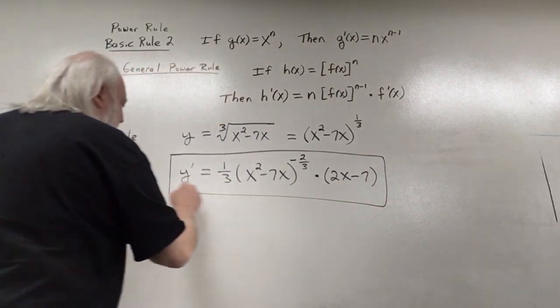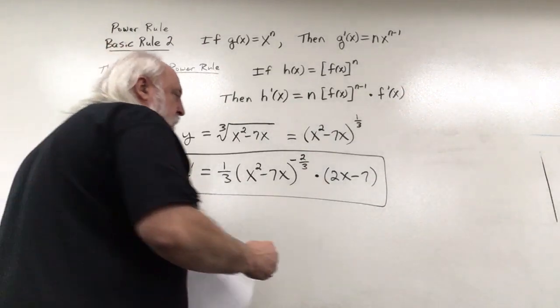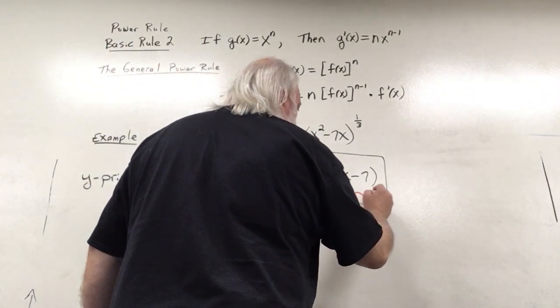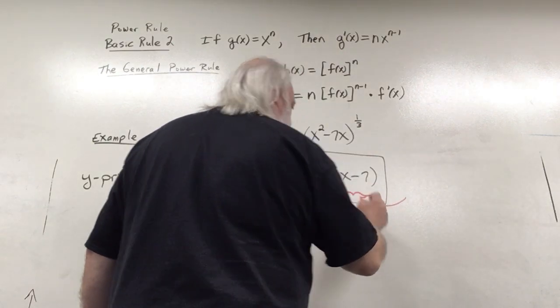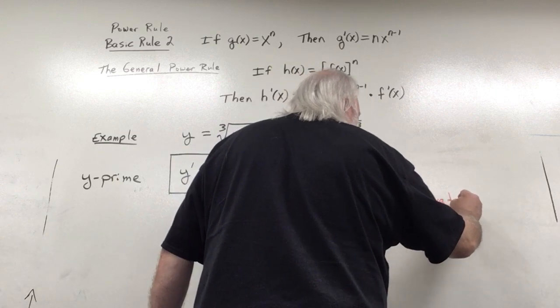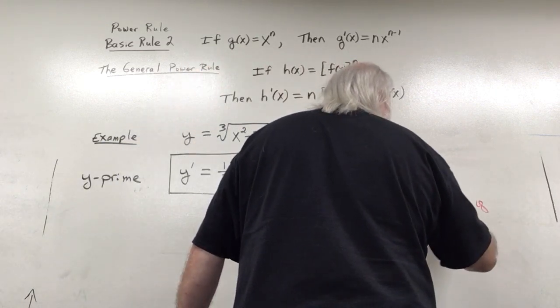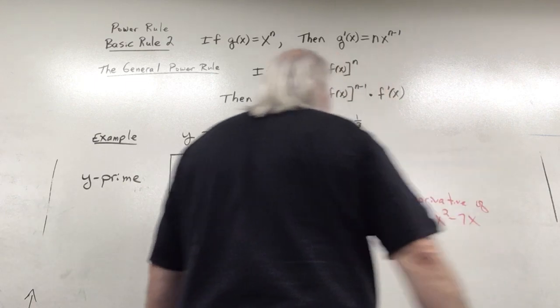This is the derivative of the function above, y equals the cube root of x squared minus 7x. And again, this in parentheses here is the derivative of what's under the radical, x squared minus 7x.